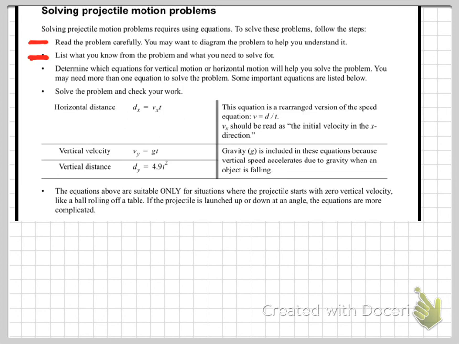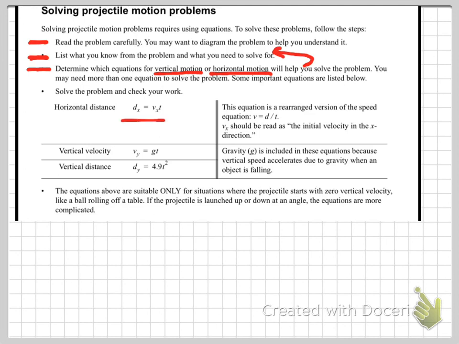We've been doing that all year. What are we looking for? What are we given? What are the equations? So that's the next step. Determine the equations for vertical motion that I wrote out, or horizontal motion. Which of those will help you solve it? Which takes you back to what do we need to solve for? You're probably going to need more than one equation. Not all the time, but oftentimes projectile motion is a little bit complicated, and you might need more than one.